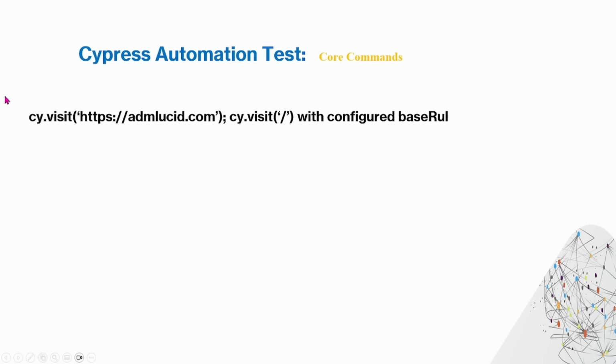So for visiting a URL of your choice, for example, admlucid.com, what you can do is you can use cy.visit, and then you can enter the URL that you want to visit. Another way you can do this is if you have a configured base URL already, then you can just use cy.visit and you can just use a dash, and that will bring you straight to the base URL.